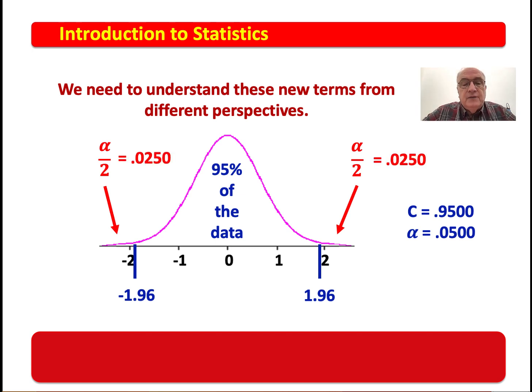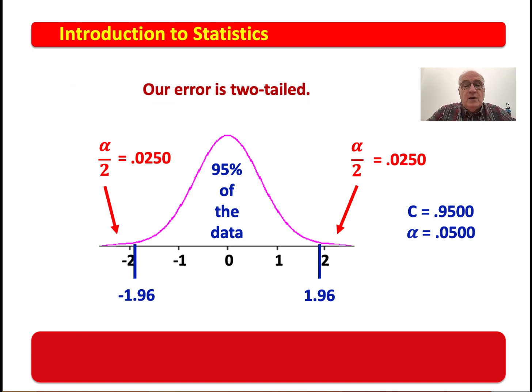Now, if half the error is below and half the error is above, then on each end we have 2.5% below and we have 2.5% above. You will often hear statisticians say something like, well, there's 2.5% chaos above and 2.5% chaos below. That's the normal distribution, 2.5% on each end. Our error is two-tailed. That means that it's split in half, below the mean and above the mean.